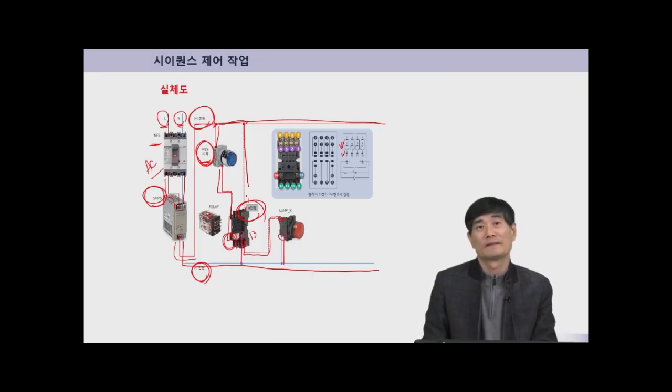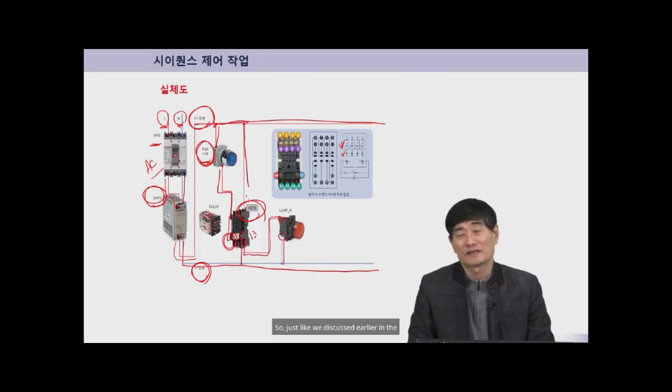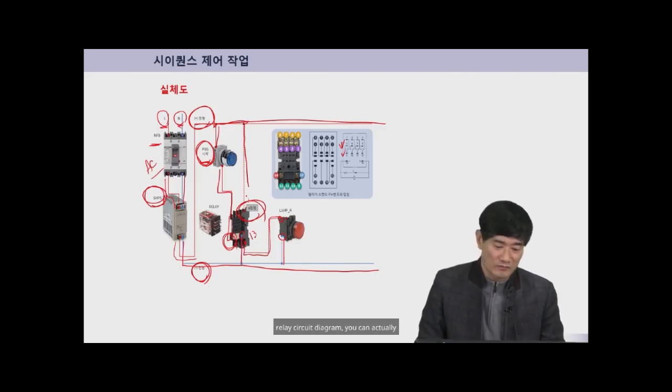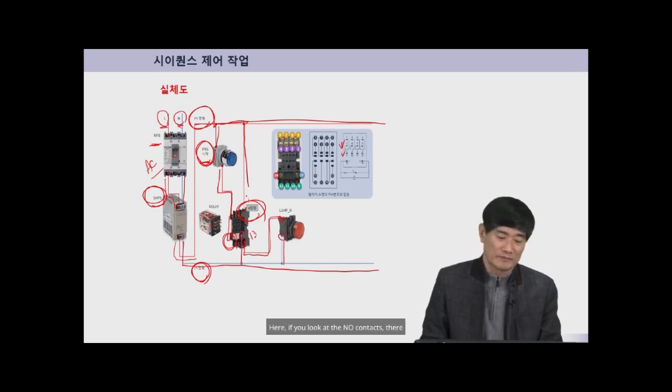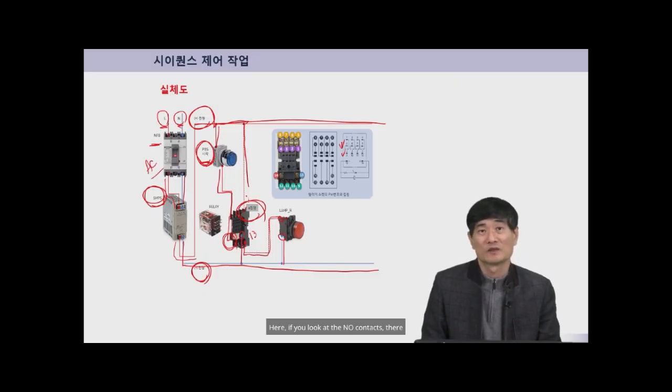That's how it works. So, just like we discussed earlier in the relay circuit diagram, you can actually connect the relay lighting circuit as shown in the diagram. If you carefully examine this wiring diagram, you'll see the relay's NO contact and the lamp are indicated like this, and you just need to understand that. Here, if you look at the NO contacts, there are 4 of them, and you can use any one of the 4 NO contacts. And you just need to indicate on the circuit diagram which terminal number you used.